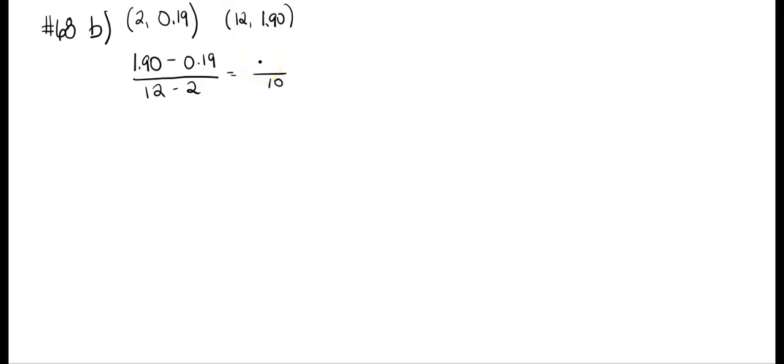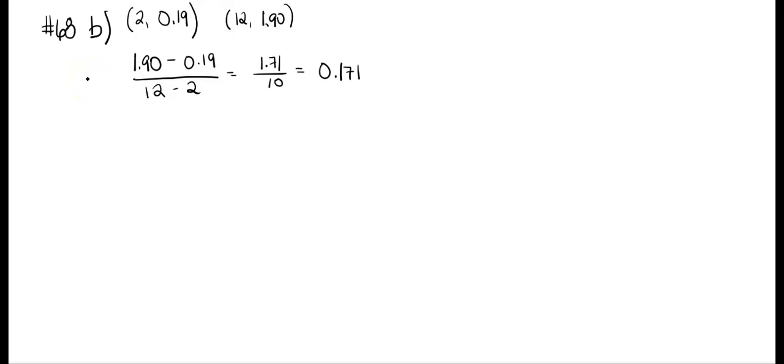My numerator is going to be 1.9 minus 0.19, which gives me 1.71. And when I divide that number by 10, dividing means I move my decimal place left 1. So I get the number 0.171. So my slope is 0.171 over 1. That would be my slope, or the rise of my stock value per share in 10 years.